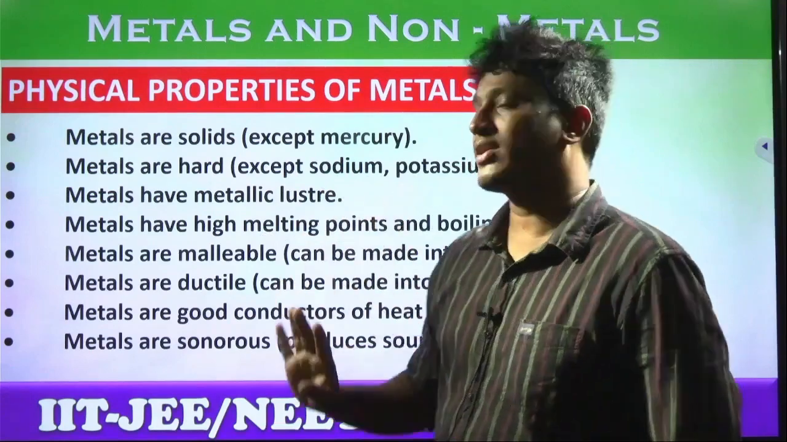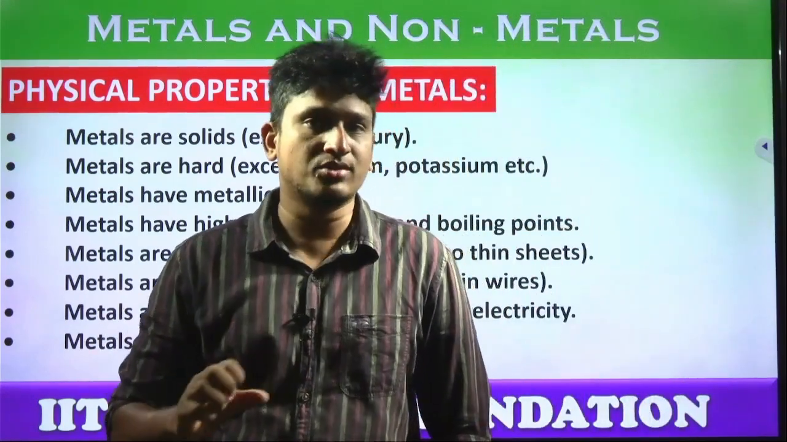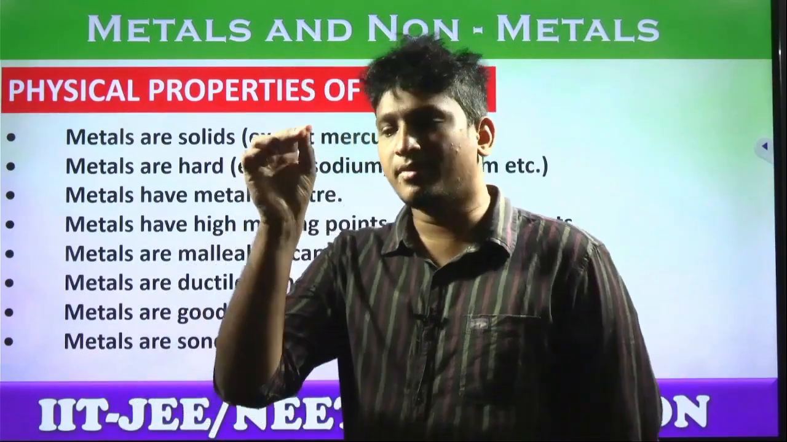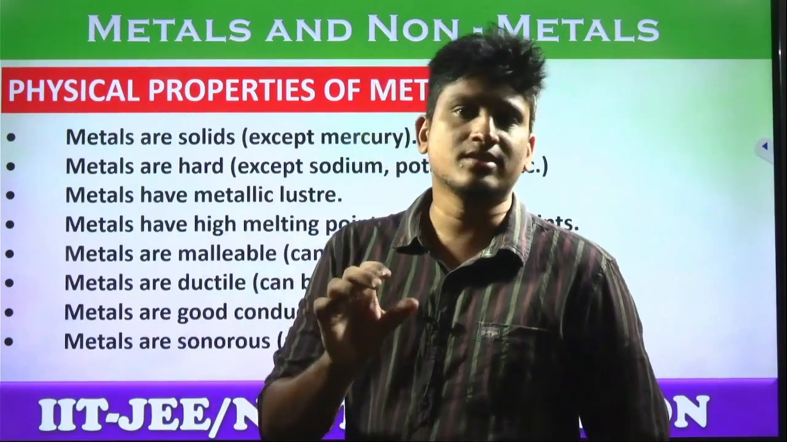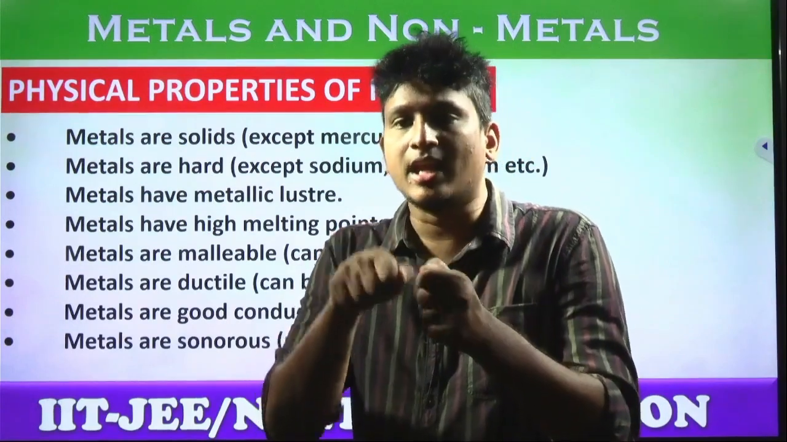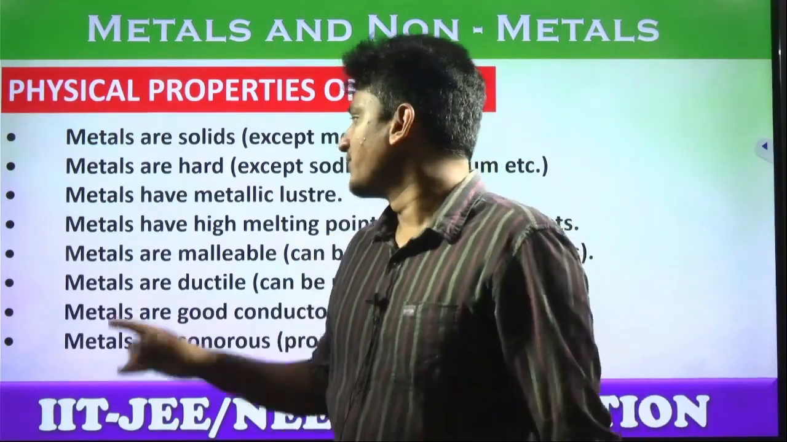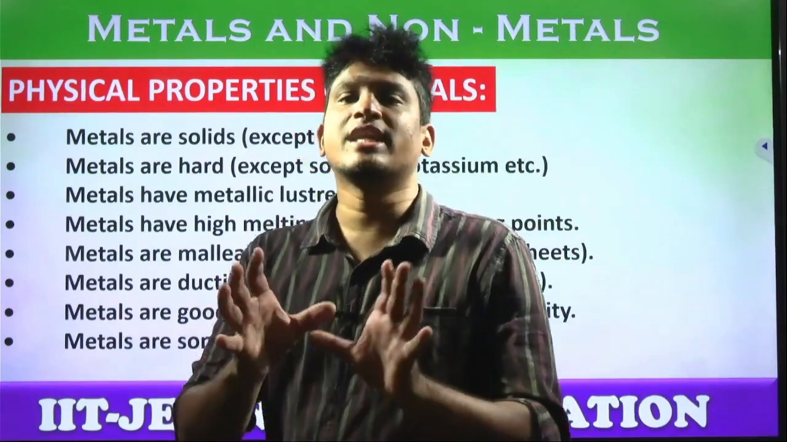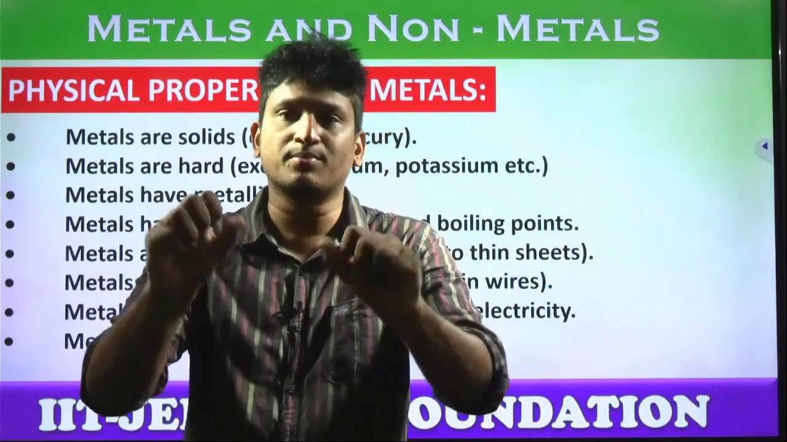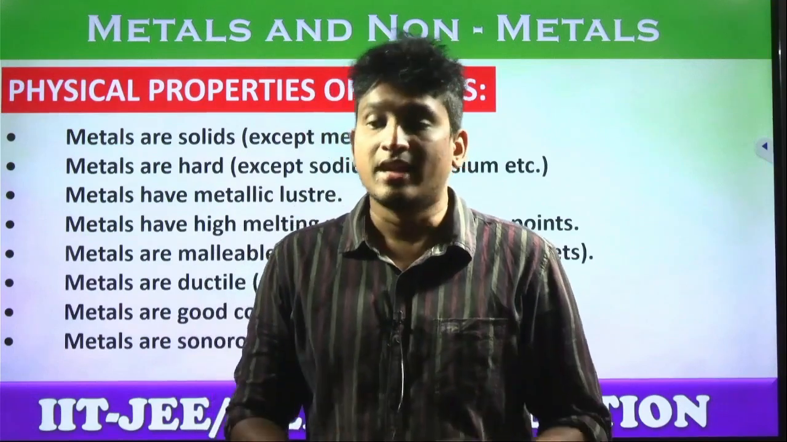Metals are hard. Exceptions, sodium, potassium. Metals are very hard solids, students, but there are exceptions coming from the first group elements, like sodium, potassium. They are soft metals, we can even cut them with a knife, so they are soft. Metals have metallic luster, that means metals are always shiny in nature. That is the characteristic property of metals.